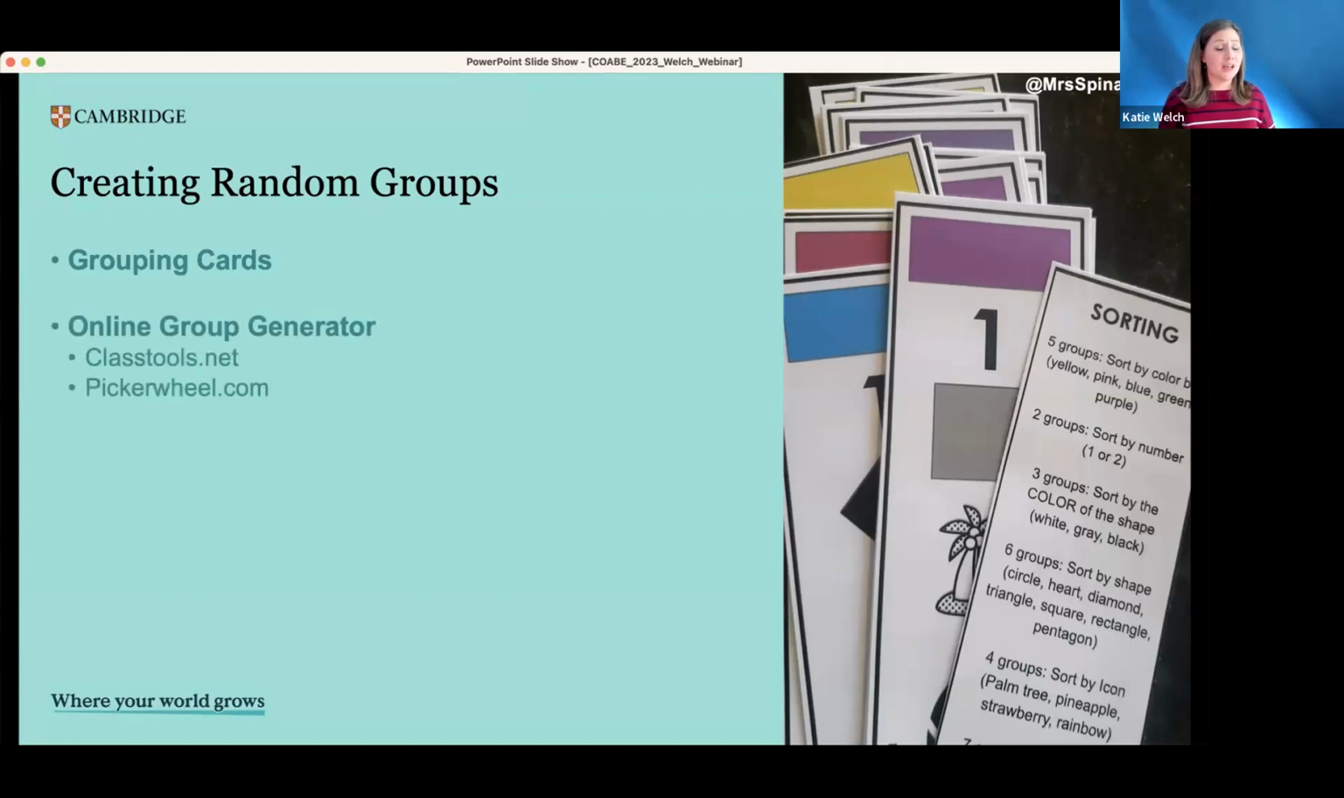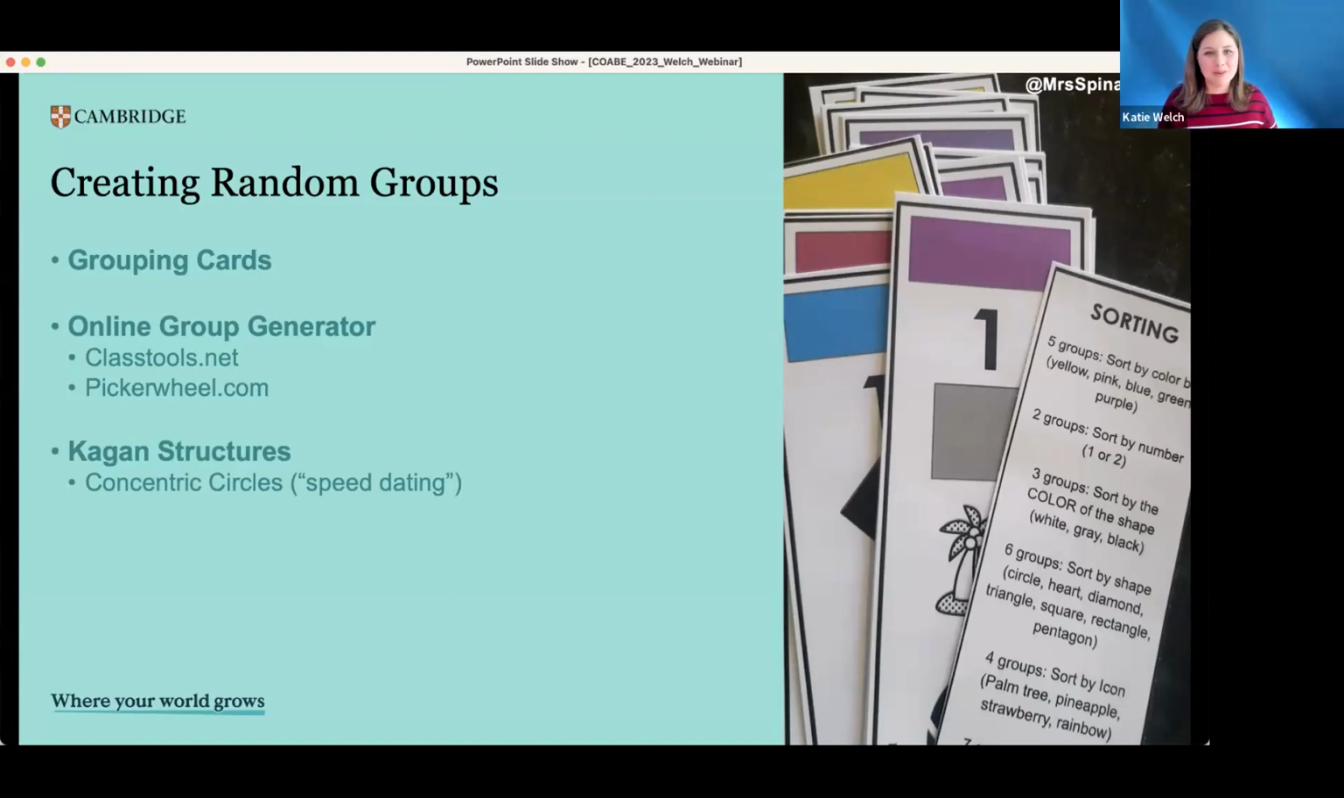So you can group that way. There are lots of online group generators. If you just want the internet to do it for you, you can go to classtools.net or pickerwheel.com, input your roster, and it will automatically generate groups for you. This is one way to randomize who works with whom. You can also use a large variety of what we call Kagan structures. Kagan is a group that has written a book that gives all of these great ideas about how you get students into groups.